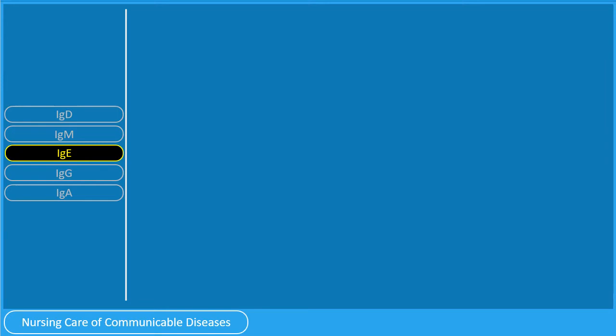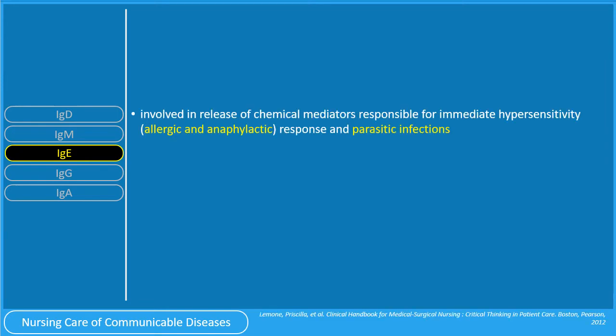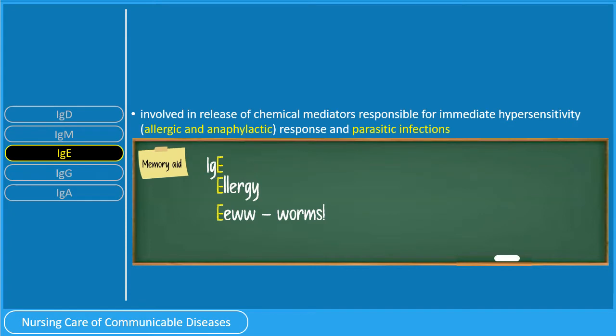Let's proceed with immunoglobulin E. IgE is involved in release of chemical mediators responsible for immediate hypersensitivity, as in the case of allergy and anaphylaxis. It is also involved in parasitic infections. I remember it as the two E's: IgE as in allergy and another E, ew, worms for parasitic infections.